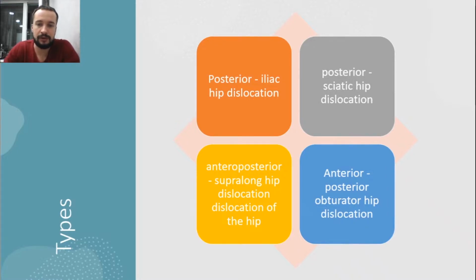You need to remember that iliac dislocation of the hip is observed more often, it is 85%, than sciatic, locking, and in the last place, supramental dislocation of the hip.